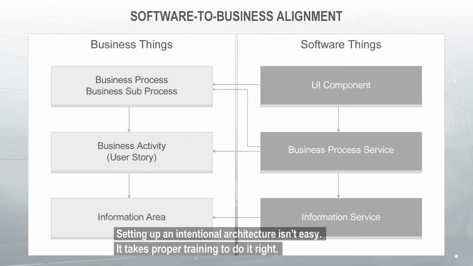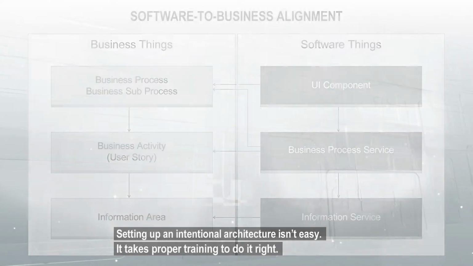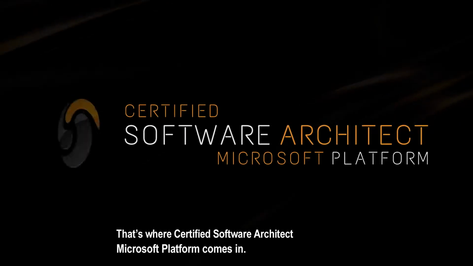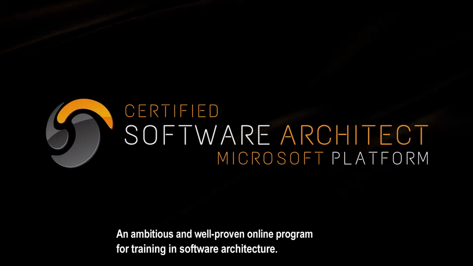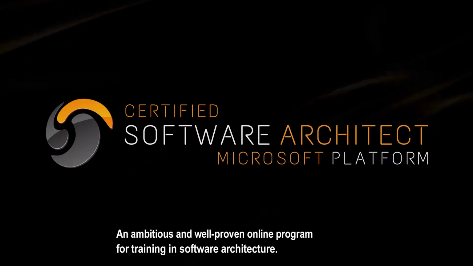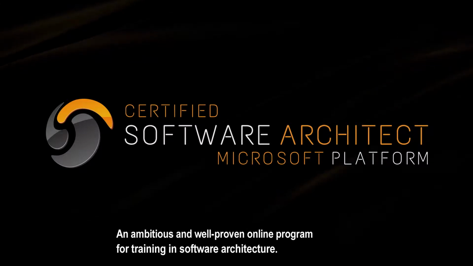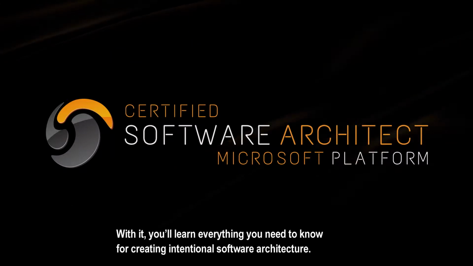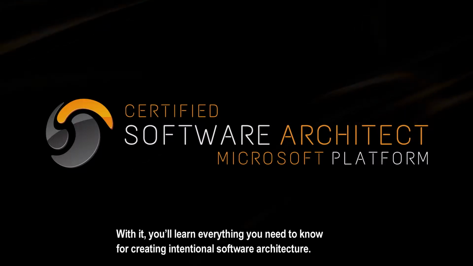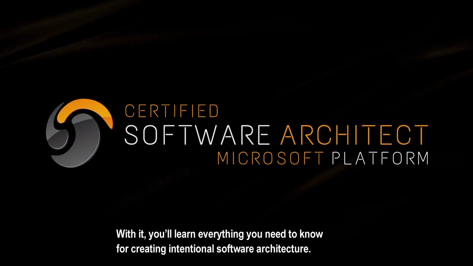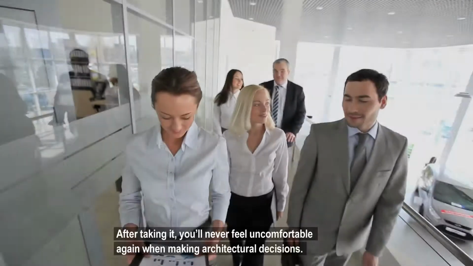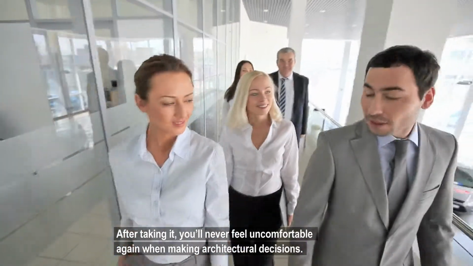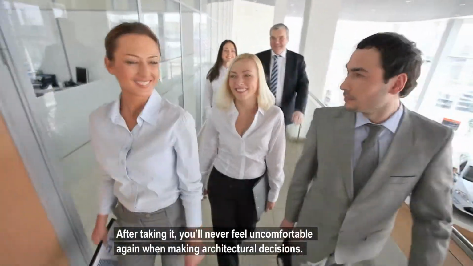Setting up an intentional architecture isn't easy. It takes proper training to do it right. That's where Certified Software Architect Microsoft Platform comes in. An ambitious and well-proven online program for training in software architecture. With it, you'll learn everything you need to know for creating intentional software architecture, one that achieves close software to business alignment. After taking it, you'll never feel uncomfortable again when making architectural decisions.